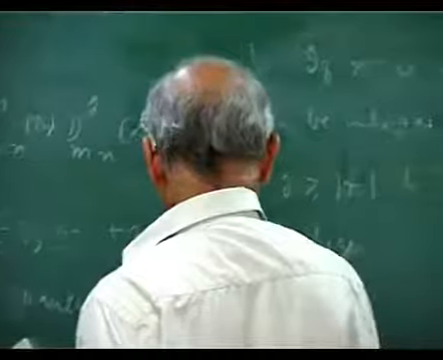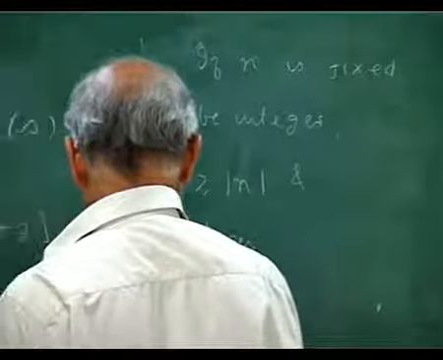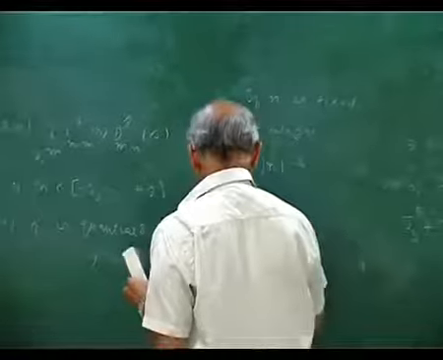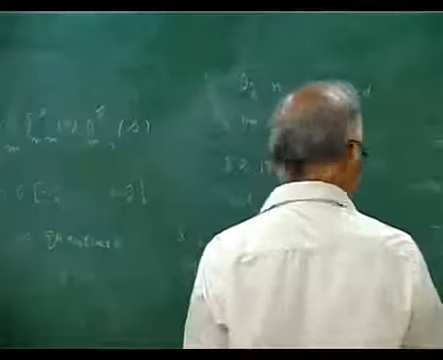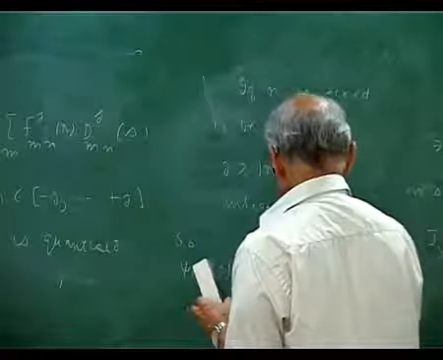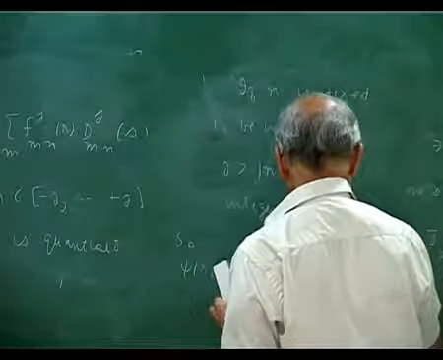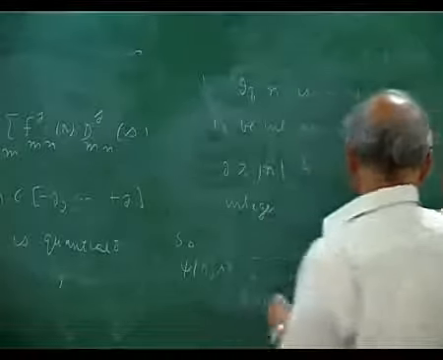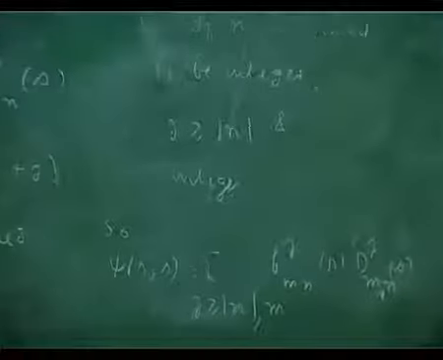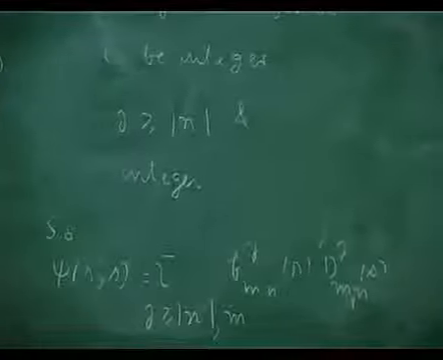So the psi of r s will be summed with j larger than or equal to mod n. Then I sum over the possible values of m for given j of f^j_{mn}(r) times D^j_{mn}(s). So we have got the fact that this classical object with charge times monopole, which was not quantized as a classical thing, is getting quantized here.